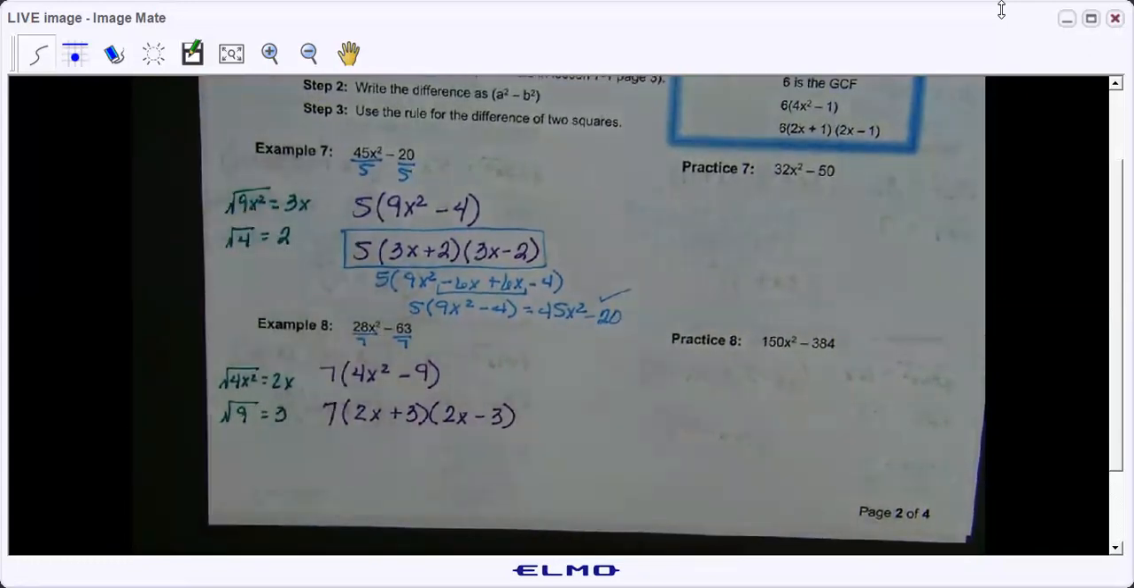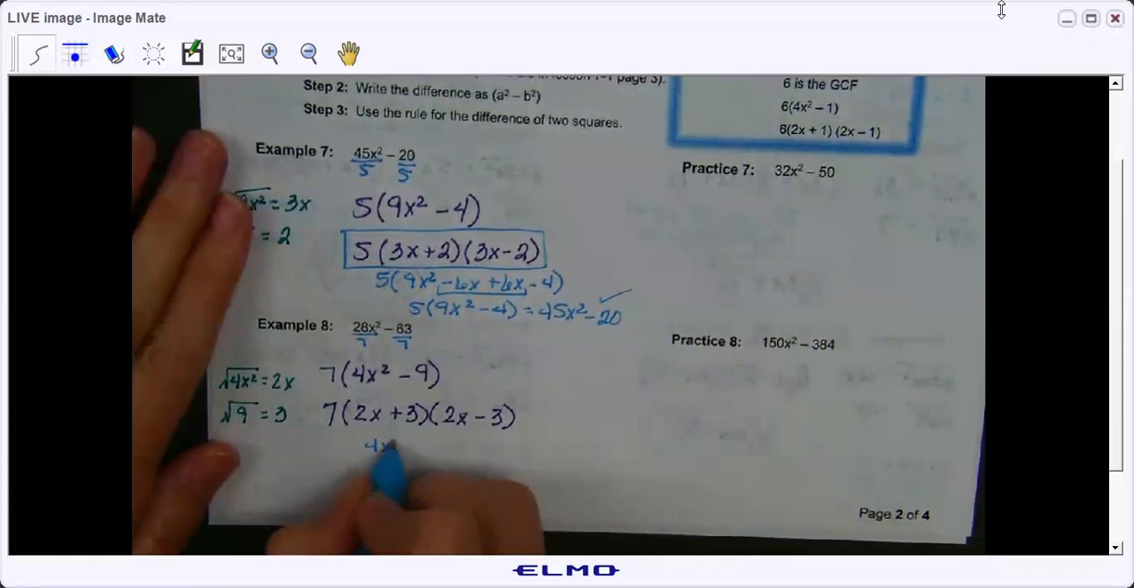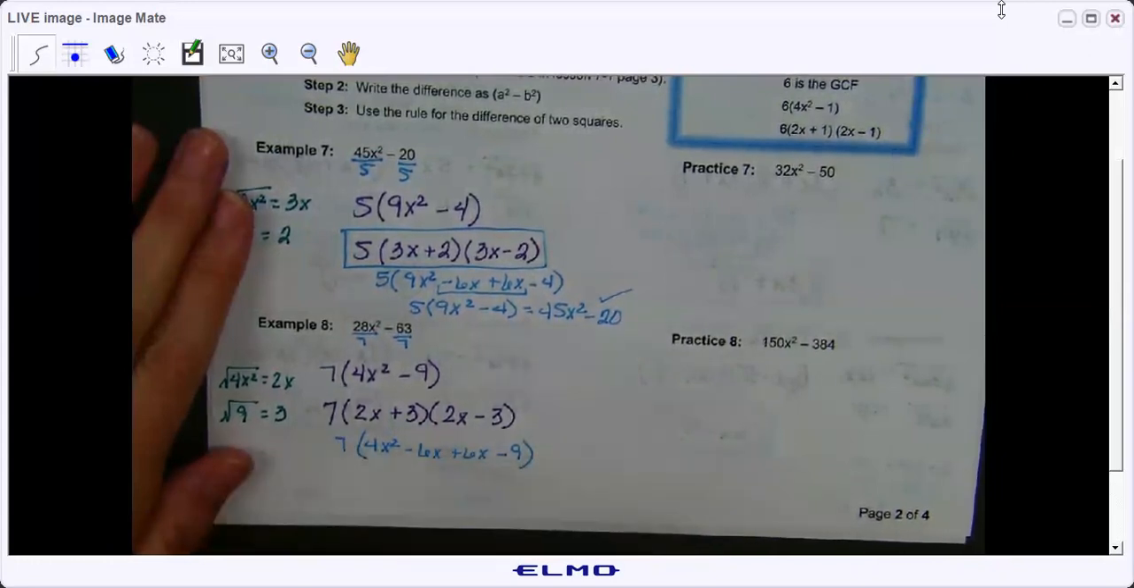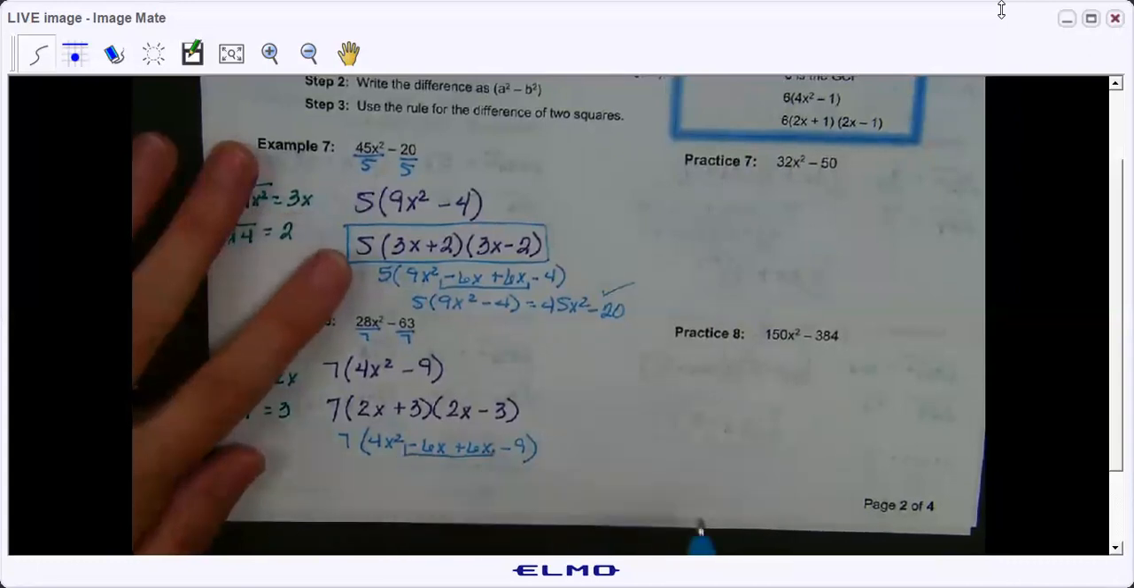I want to go back and I want to check to make sure that's correct. So I'm going to distribute. 2x times 2x is 4x squared. 2x times a negative 3 is a negative 6x. 3 times 2x is a positive 6x. And 3 times a negative 3 is a negative 9. And we can't forget the 7 on the outside. We combine our like terms and that becomes 0.